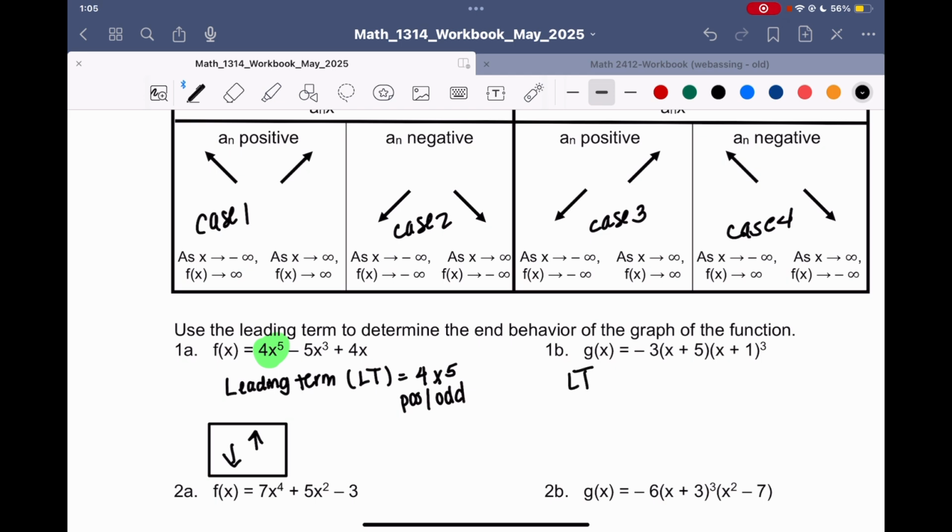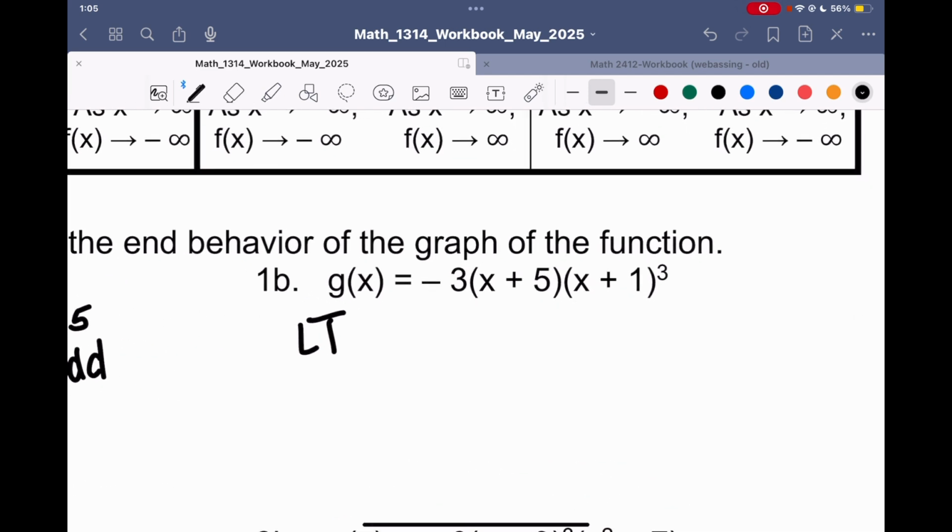LT for 1B is a little bit different. Instead of having to multiply this out, you're going to take the multiplicities, which we'll get to in a second. For sure, you need the A. So we're just going to bring that down, -3. And the multiplicity of the first linear factor, or x plus 5, is going to be outside, it's a 1. And then the multiplicity of the second one, or the power, is going to be 3.